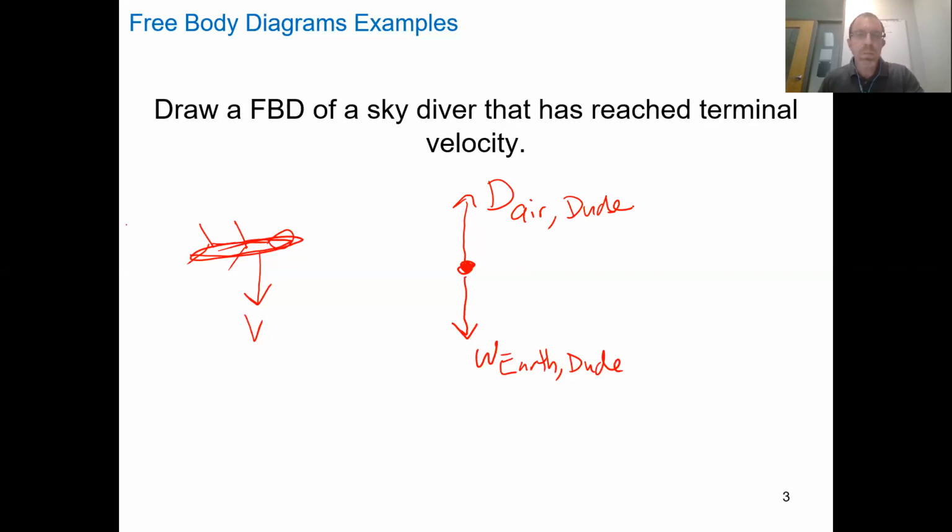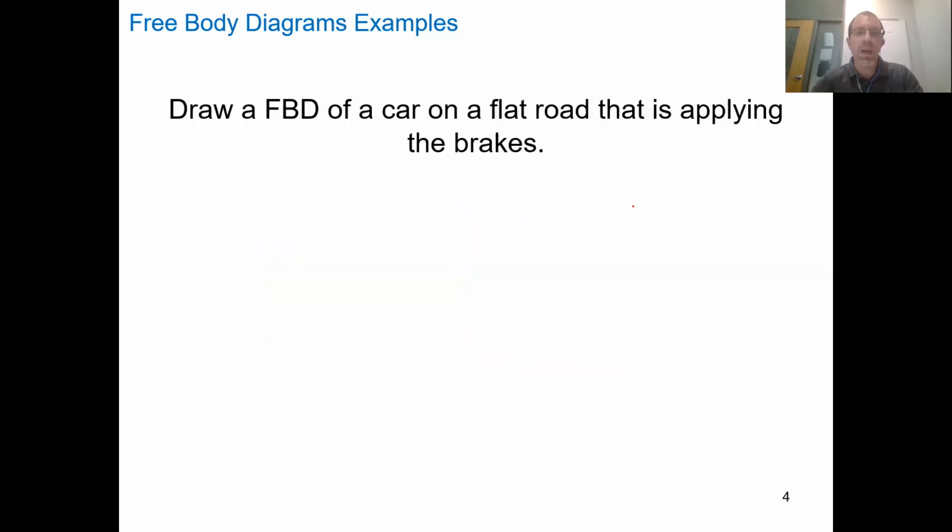All right, so let's look at another one. We've got a free body diagram of a car on a flat road that is applying the brakes. So we can draw our little car here. It's on a road, moving with some speed. We'll put the speed to the right because why not? It's applying the brakes. Where's our point of contact? It's right there between the tires and the road.